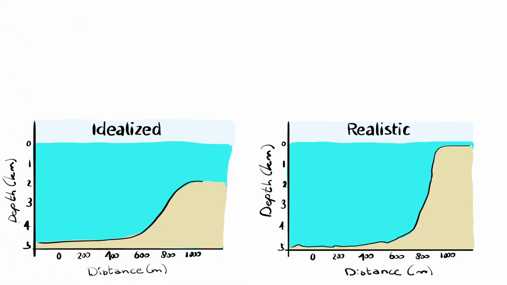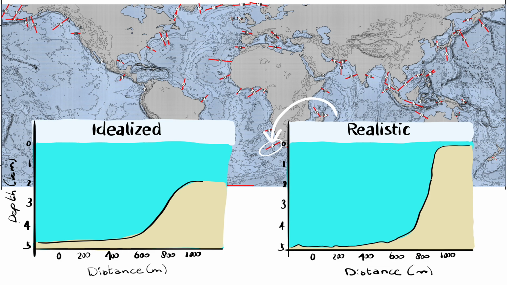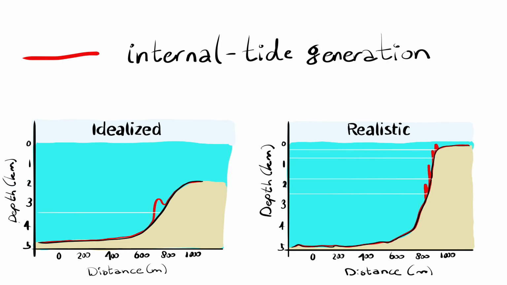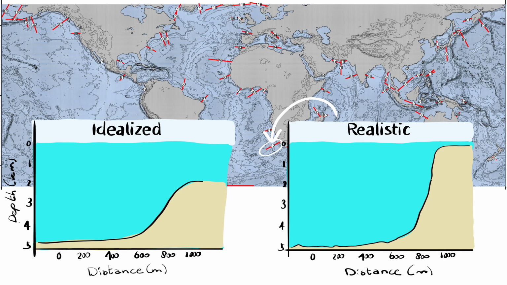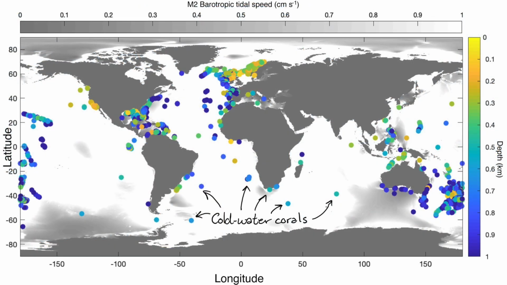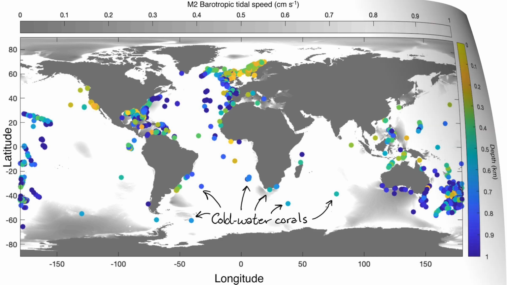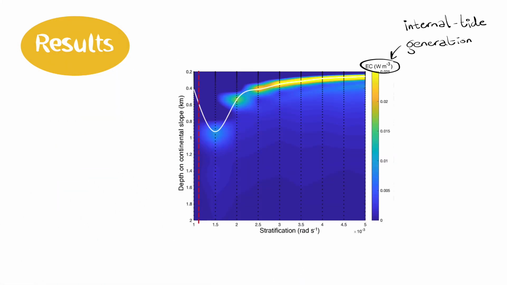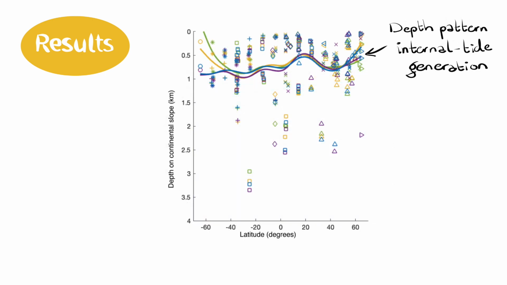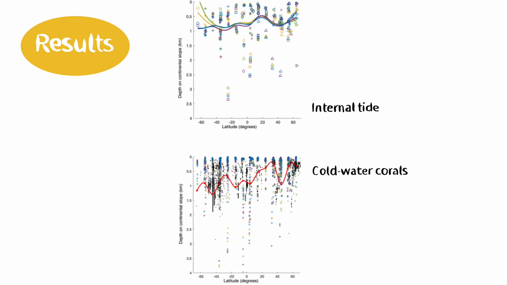With idealized and realistic model simulations, we looked at the actual depth at which internal tides are generated on continental slopes on a global scale and related this to the depth of cold water coral occurrences. We found that the depth of internal tide generation decreases with intensified shallow stratification and, globally, shows a typical latitudinal depth pattern that correlates to that of cold water corals, especially in Northern Hemisphere autumn and winter.